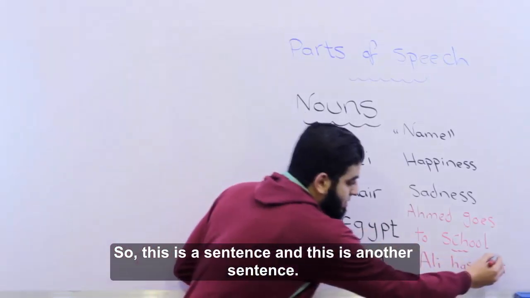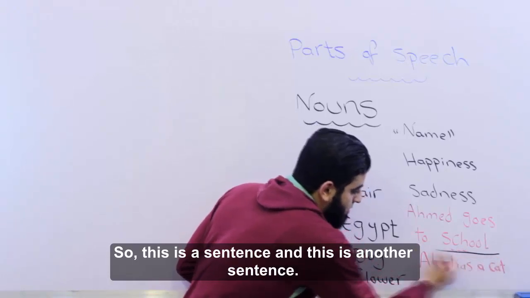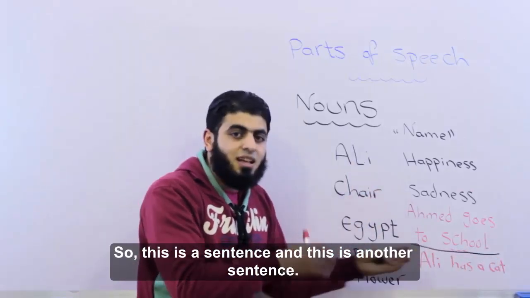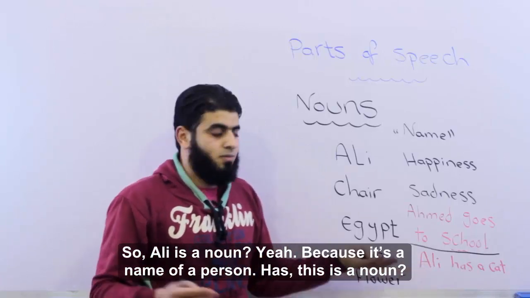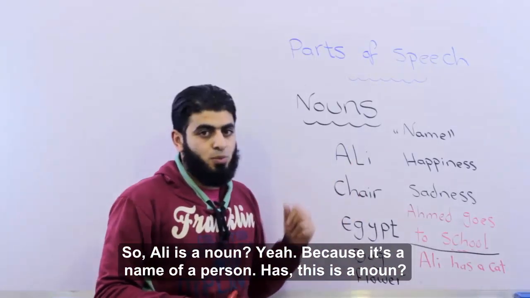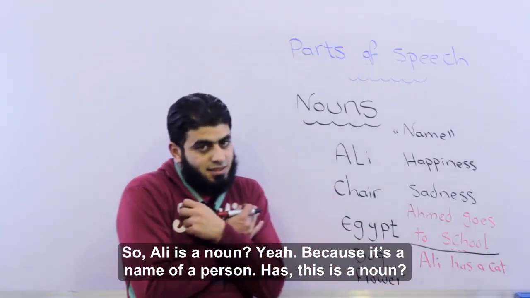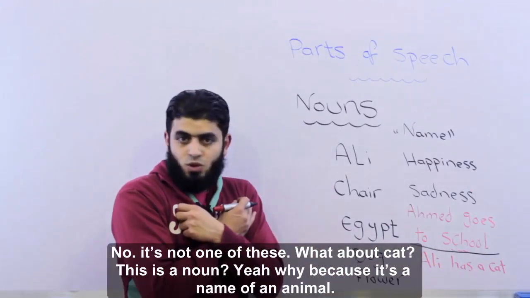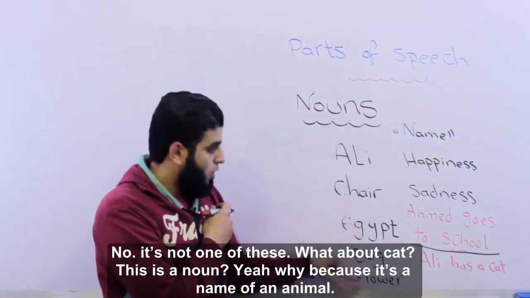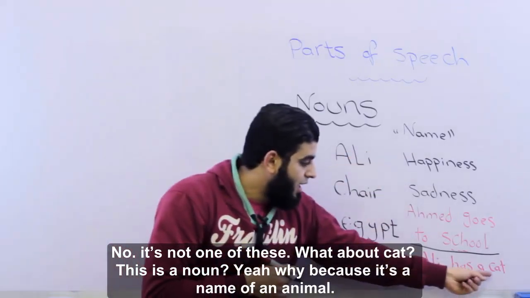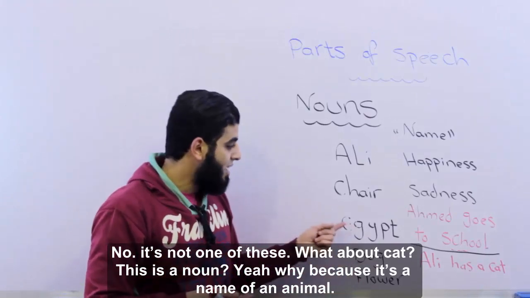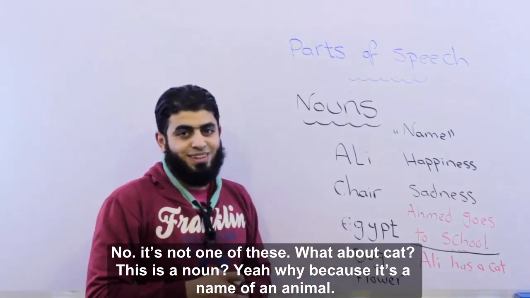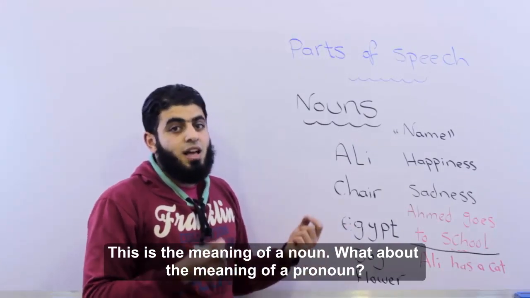So this is a sentence, and this is another sentence. So Ali is a noun? Yeah, because it's a name of a person. Has. This is a noun? No, it's not one of these. What about cat? This is a noun? Yeah. Why? Because it's a name of an animal. This is the meaning of a noun.